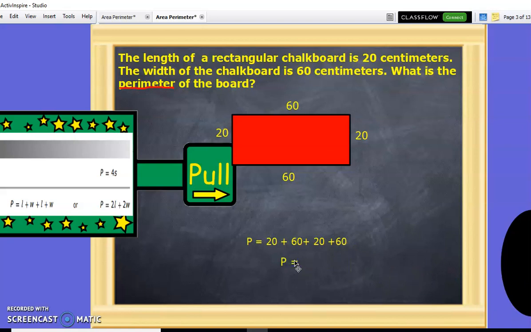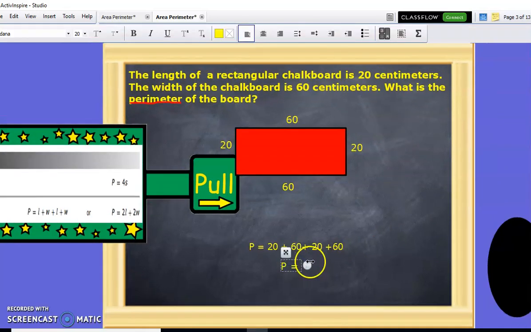And our perimeter will equal 160 centimeters.